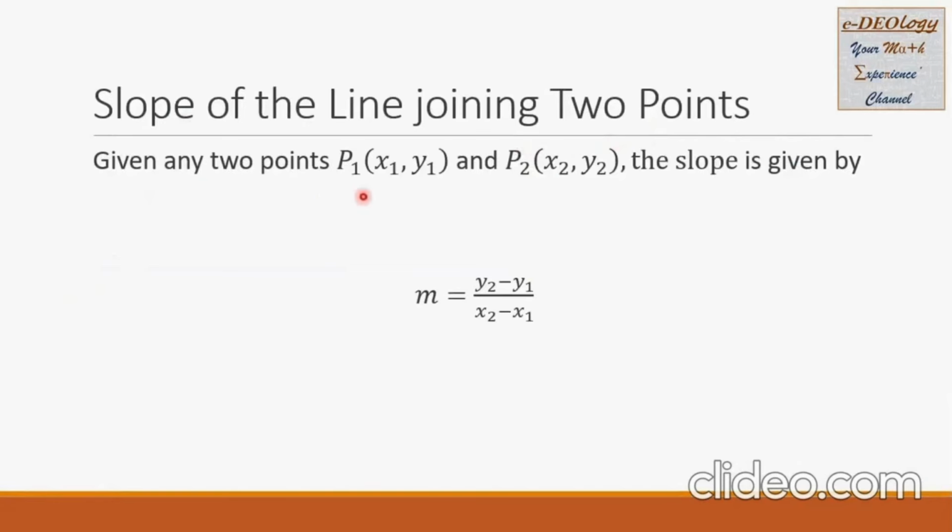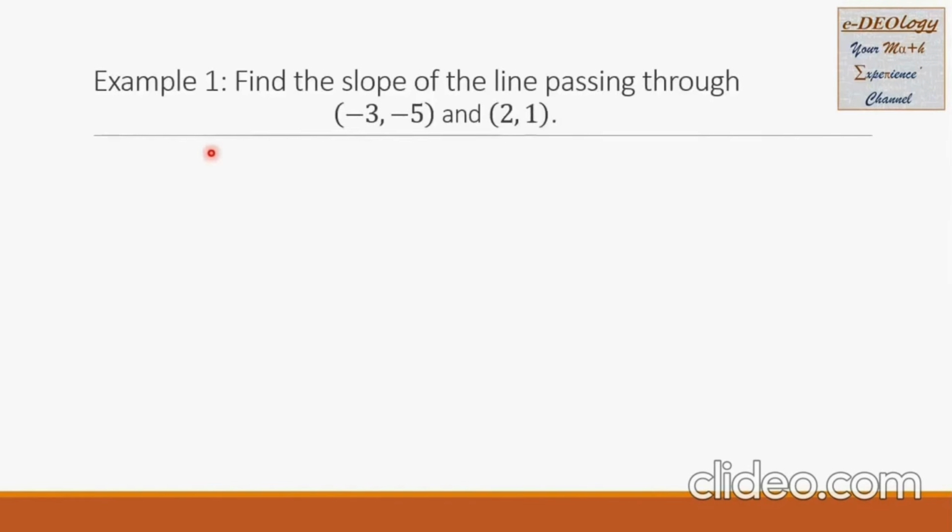Given any 2 points, P sub 1 with ordered pair (x sub 1, y sub 1) and P sub 2 with ordered pair (x sub 2, y sub 2), the slope is given by the formula m equals y sub 2 minus y sub 1 all over x sub 2 minus x sub 1. Let us have example 1.